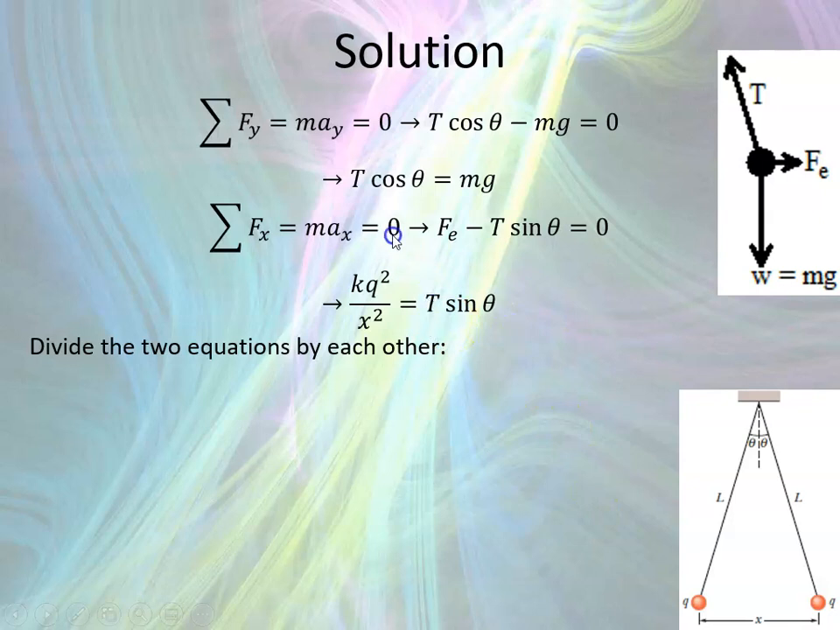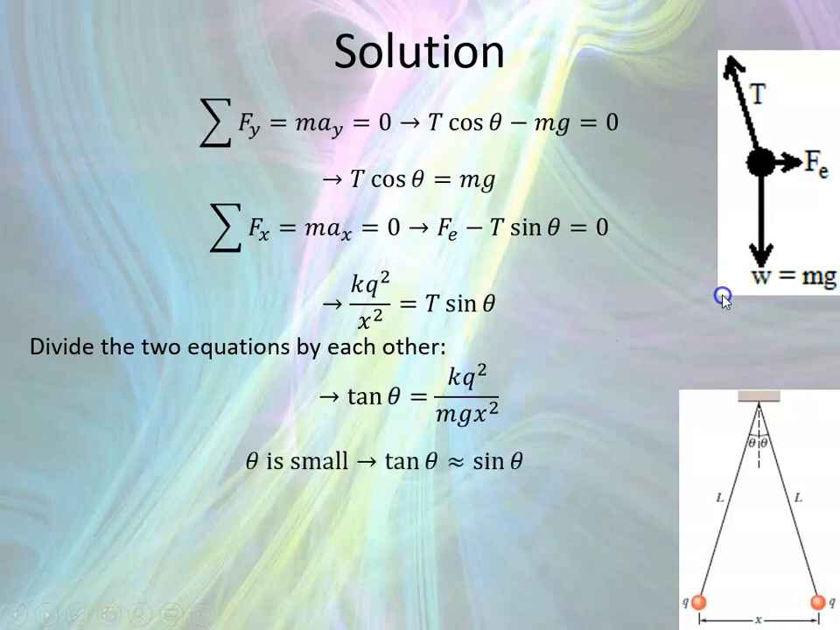We can actually get rid of these tensions by dividing the bottom equation by the top equation, because T sine theta divided by T cosine theta is simply called tangent theta. The tensions cancel. So tangent theta must be the left side of the bottom equation divided by the right side of the top equation. In other words, I kind of flipped one of the equations to begin with to get T sine theta on the left side. So anyway, we have kq squared over x squared over mg. So that translates into what we have here.